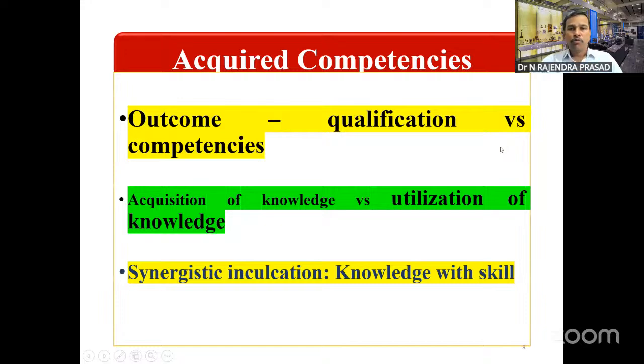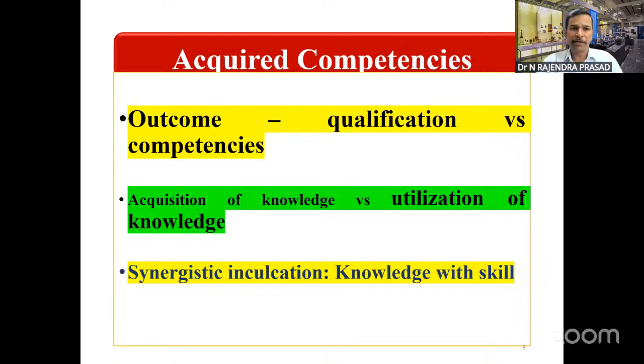You must understand certain acquired competencies, especially in students. What is this exactly? Outcome is qualification. Is it enough? No. It should be a competency. Not only that, the qualification is also one of the outcomes. A BA degree is a qualification. That is one of the outcomes. MSc psychology is a qualification. That is also one of the outcomes. Whether the student has acquired the competency to face real-world problems, that is the competency. That is also one of the outcomes.